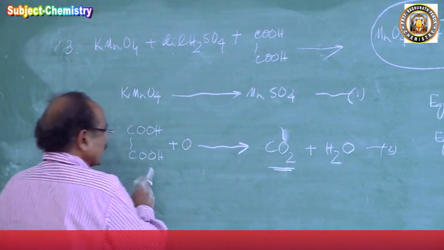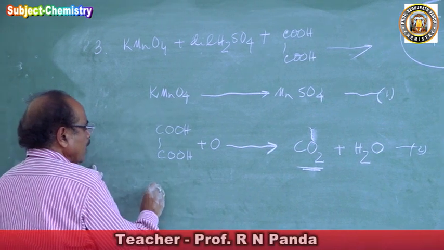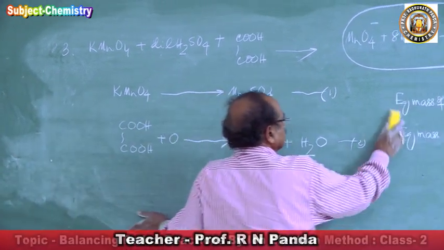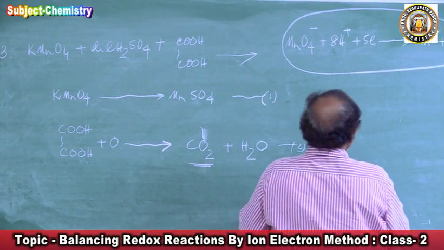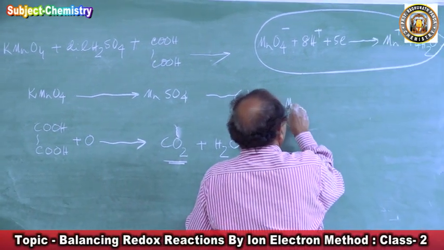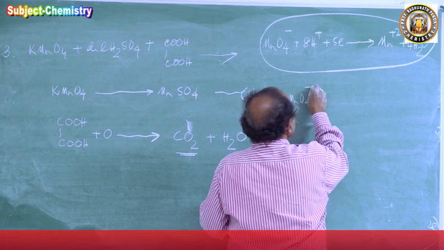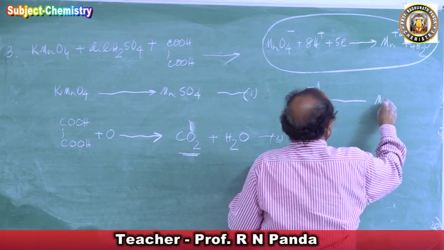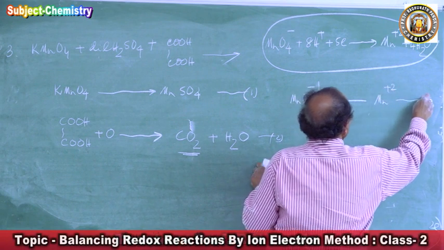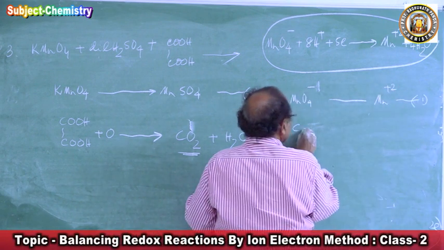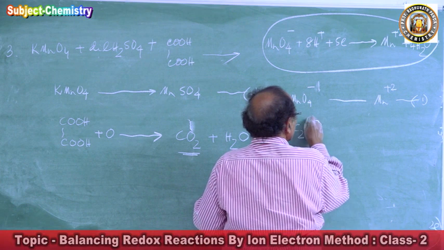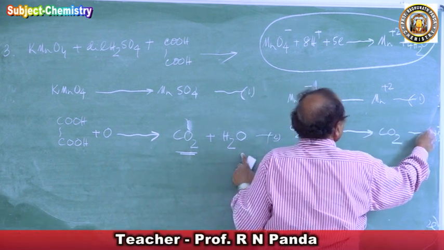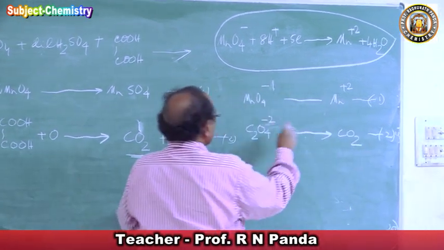So what is the ionic form? The ionic form of potassium permanganate will be MnO4⁻ forming Mn²⁺. We will balance it, and oxalate C2O4²⁻ is forming carbon dioxide. This is equation 2. We will balance this and we will balance this.